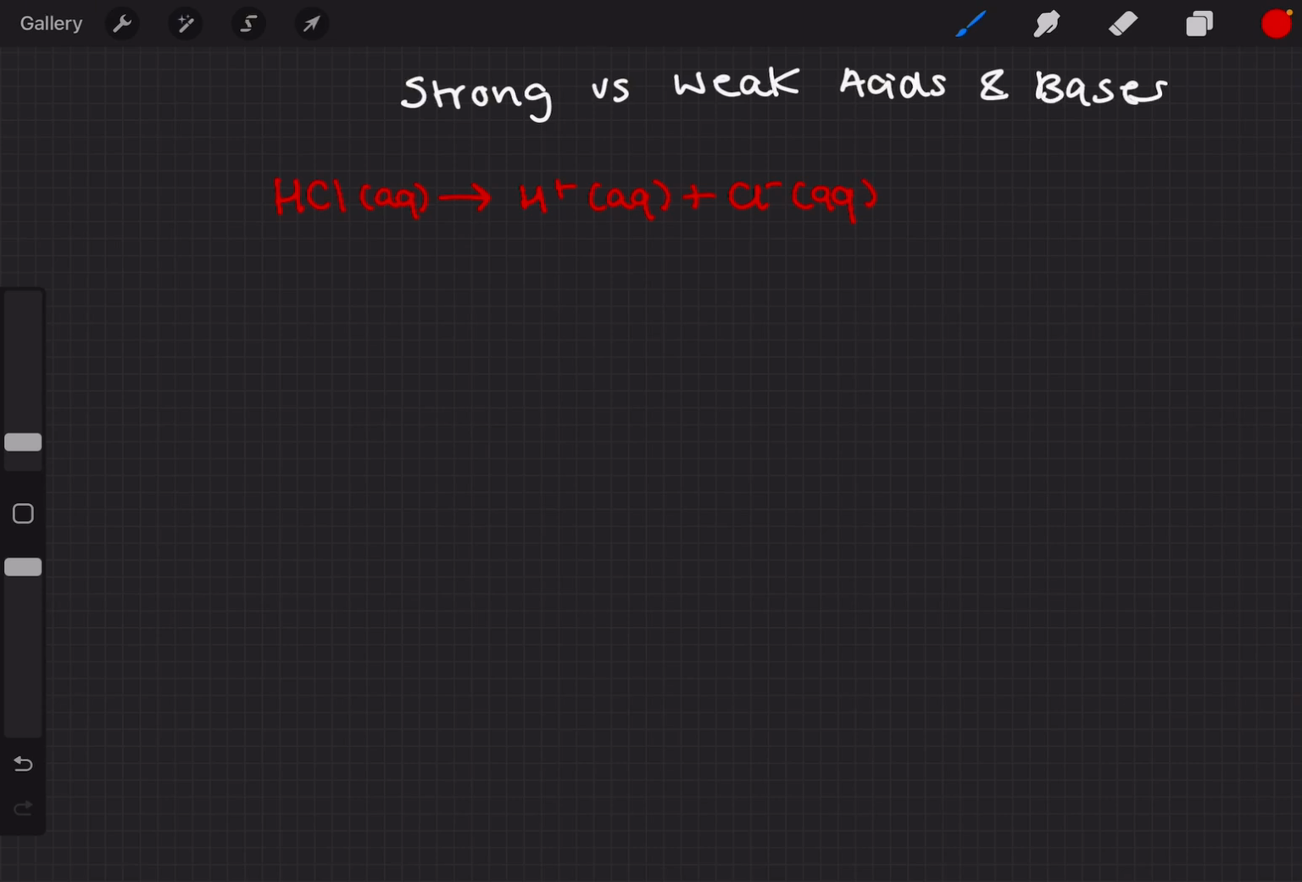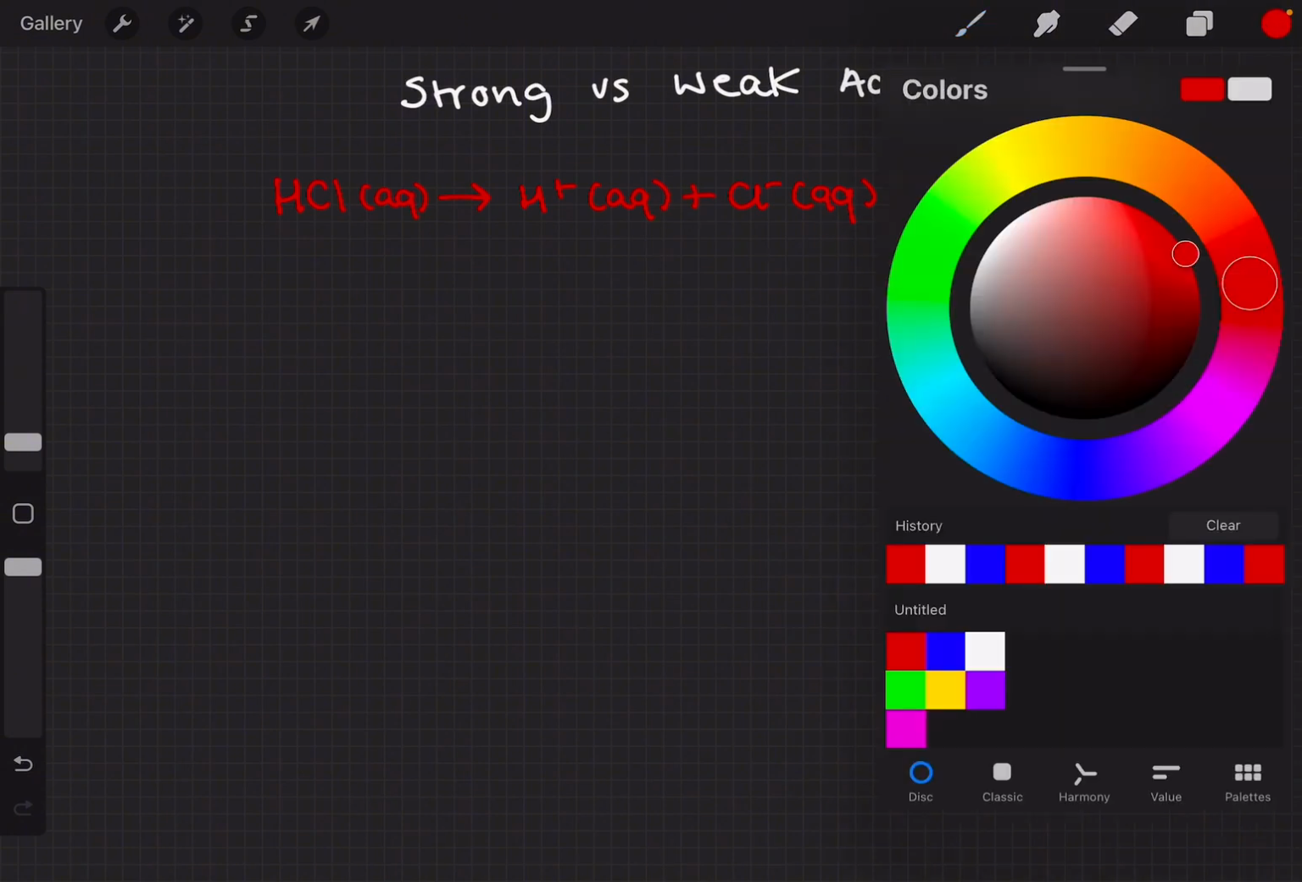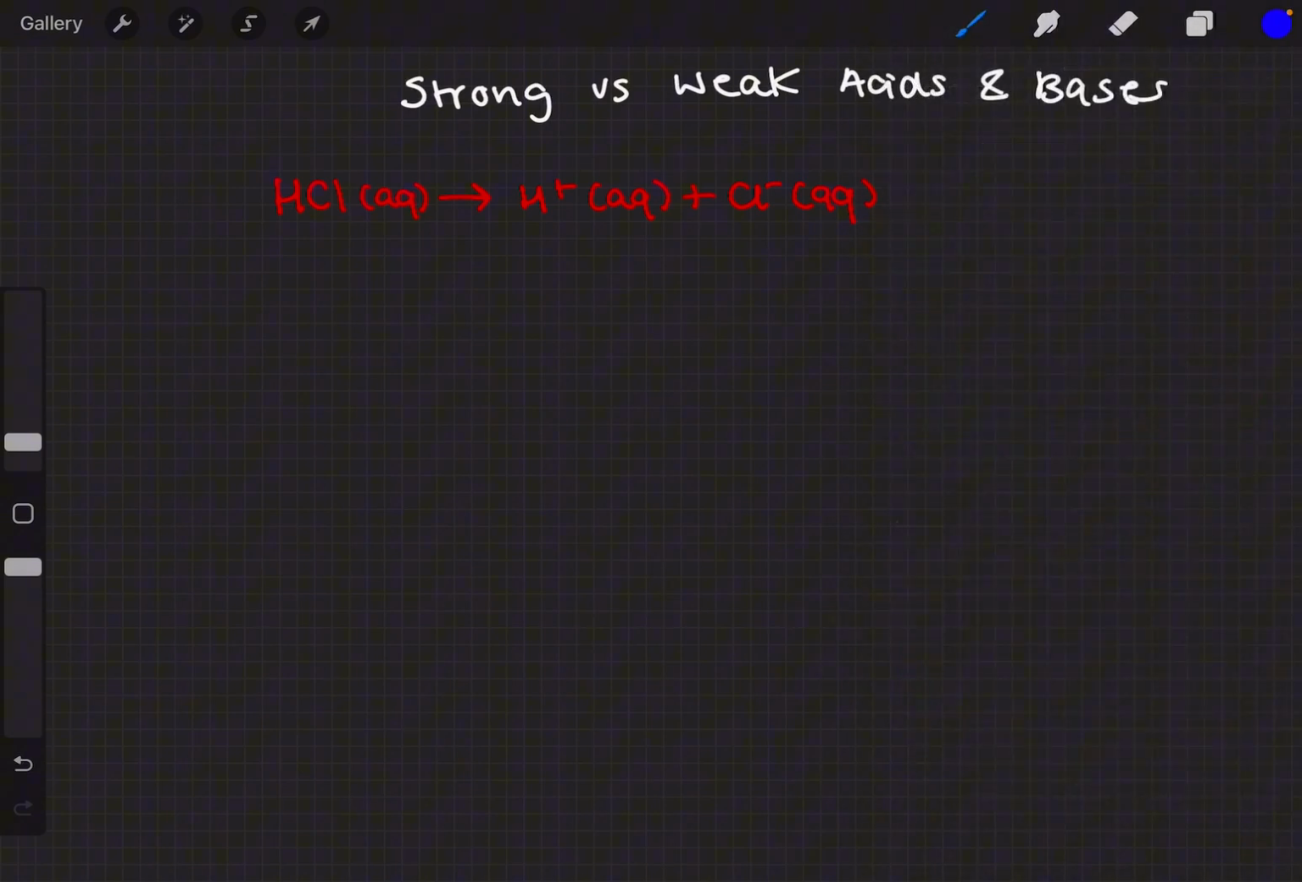And then the same thing also applies to bases. So if we take a strong base, for example, NaOH, sodium hydroxide, if we put this into water, it is also going to completely ionize and form sodium ions and hydroxide ions.